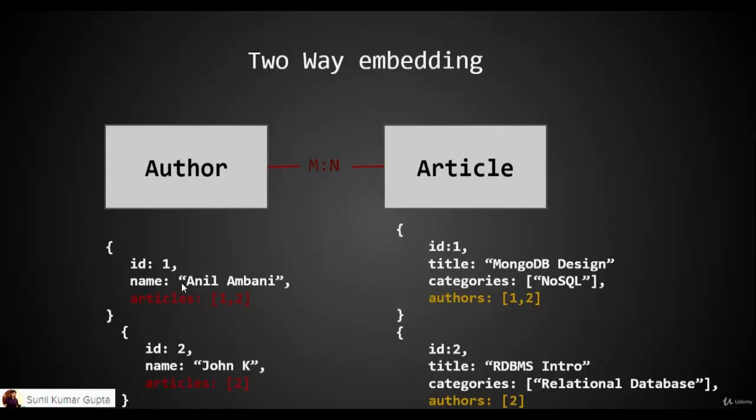We are embedding articles in the author document and we are embedding authors in the article document. So here we are embedding articles, and here we are embedding authors. So two-way referencing, two-way embedding of documents, is there. This is the two-way embedding of a many to many relationship. Here one author has many articles and one article has many authors. In this way we can achieve many to many relationships in MongoDB. So see you in the next lecture.